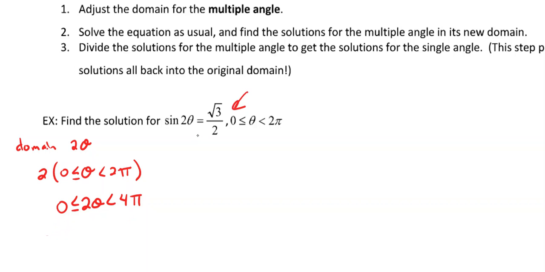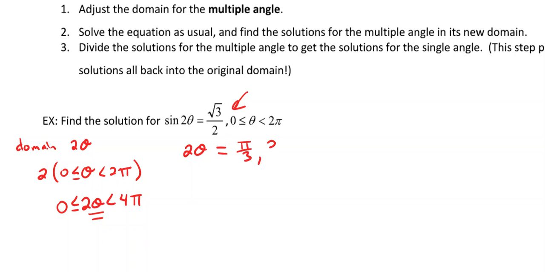So if we solve this, then we're just looking for where is sine, and just call the whole thing, just imagine that's just theta for a second, root 3 over 2. Okay, well, that's going to happen. So I'd say 2 times the angle is going to be equal to, well, this would happen at pi over 3.